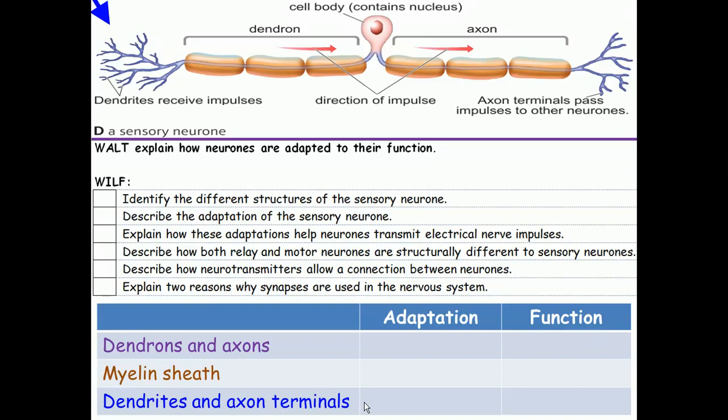First of all, to understand it, you've got neurotransmitters that diffuse across the synapse. They bind onto this neuron, and then when this neuron detects it, a fresh new electrical impulse is generated that transmits across the dendrites, through the dendron, through the axon, into the axon terminal. And then once it reaches the end of the neuron, which is the axon terminal, this triggers the release of neurotransmitters to the next neuron. So to do this function, what are the three adaptations we need to know?